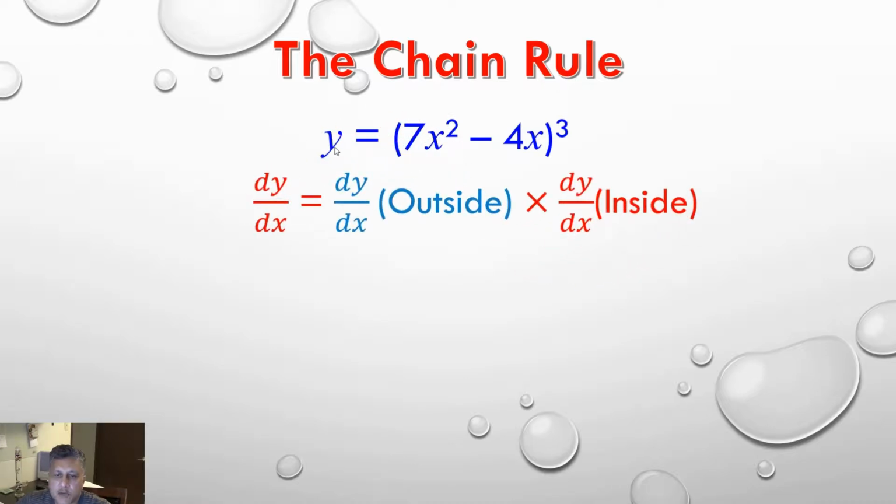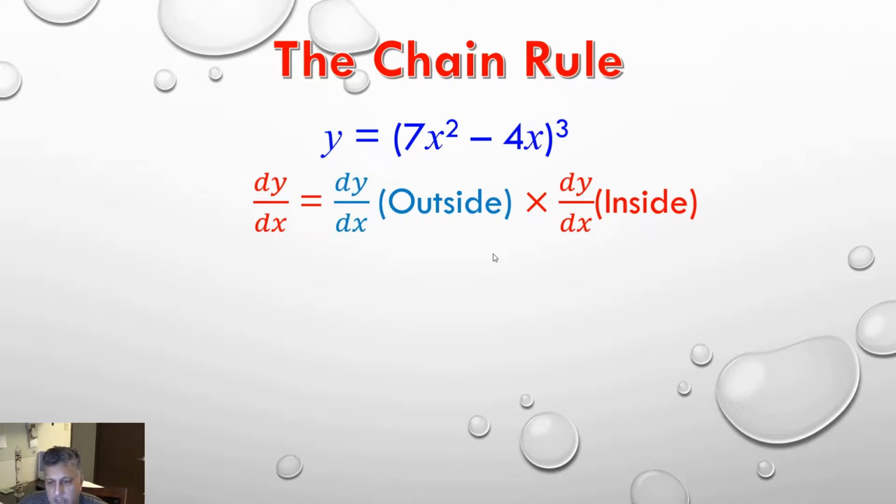This is our notation for y, dy dx, and of course we're going to do the derivative of the outside, and then we're going to multiply that by the derivative of the inside. The derivative of the outside will become, you take the power and multiply the binomial and reduce that power by 1. And then we do the derivative of the inside, which is 2 times 7 is 14x. We reduce the power by 1 also. And this one will become just minus 4.